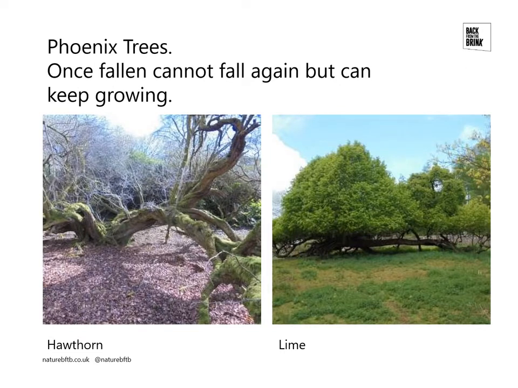Other trees, some that fall over, they can't fall over twice, so they just keep growing, especially if the root plate is well established and intact despite it collapsing. And these trees can go on for centuries, sometimes called phoenix trees. And that again indicates that trees are happy to grow horizontally as opposed to vertically.